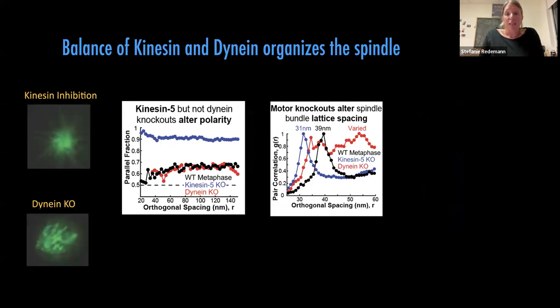We did the same for dynein. And this is just a quantification because it's not super interesting, but what you can see here, this is wild type and this is dynein. So if you get rid of dynein, there was no change. So we maintain this antiparallel fraction. But what does change is the spacing of microtubules.